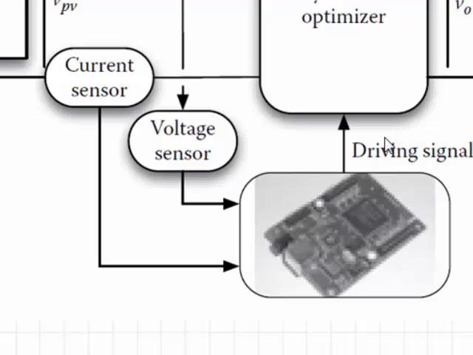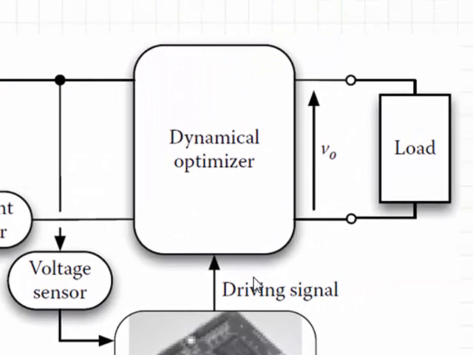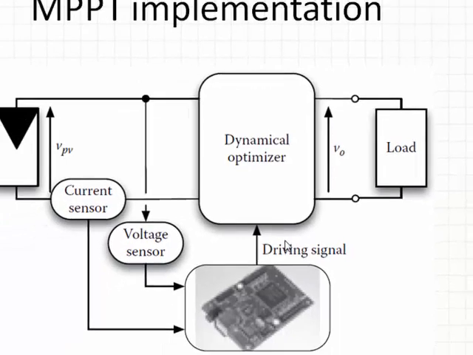So these two measurements are taken by the microcontroller, and it processes that measurement and does some manipulation with it, which is where the whole algorithm comes in, and then generates a driving signal which is used to ensure that we are always operating at the maximum power point. And at the output of this dynamical optimizer we have a given voltage, which we know, which is what we want to keep more or less as a constant value. And then you have the load, which could be in this case a battery or a resistor or an inductor or a combination of these.